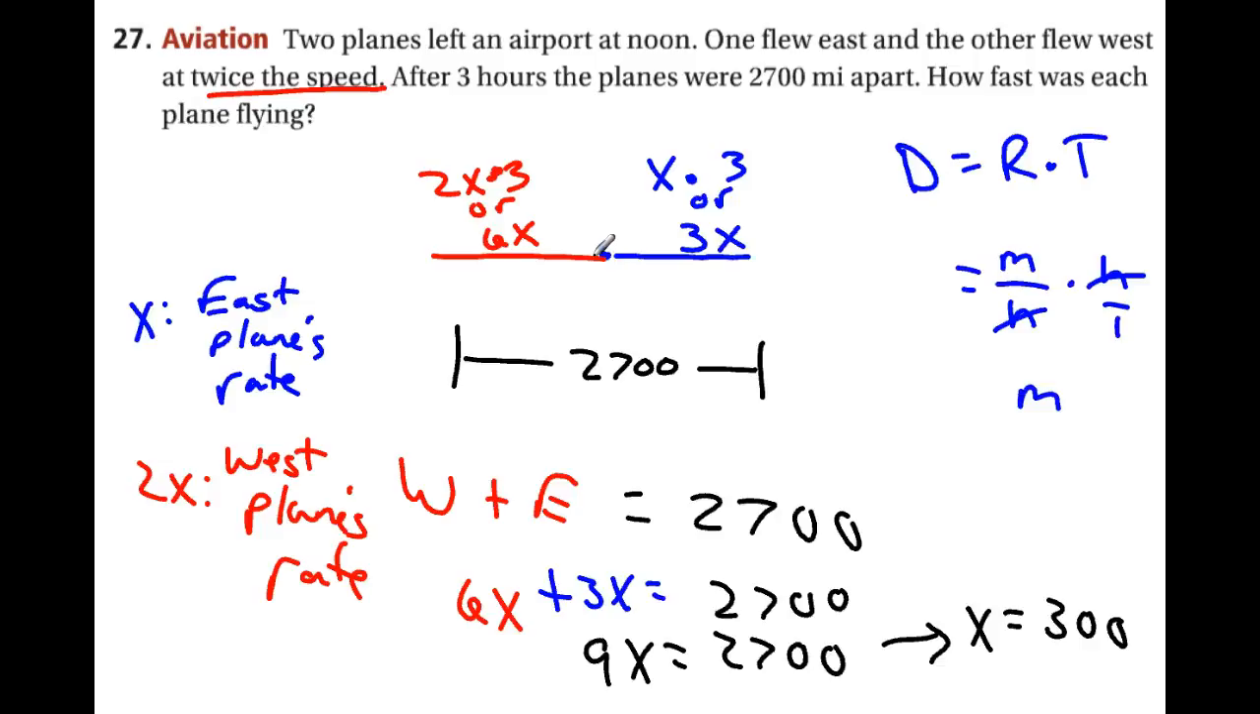So the rate of the east plane is 300, and then 2 times that would be the rate of the west plane, that's 600. Plug in a 3 just to make sure that works. 3 times 600 is 1,800 down here. Up here, 3 times 300 is 900. If you add those up, you get the 2,700 we're looking for.